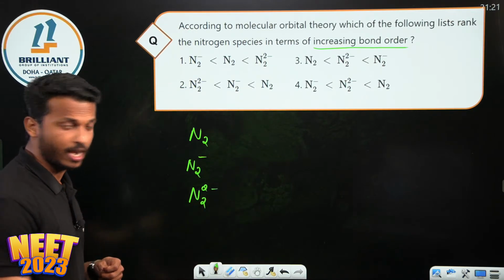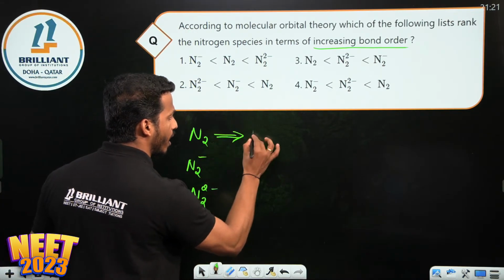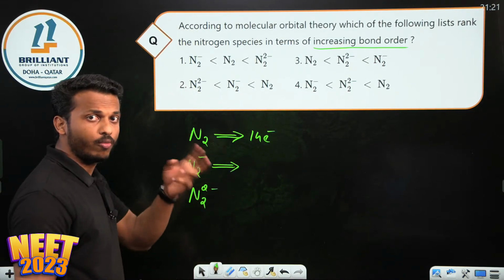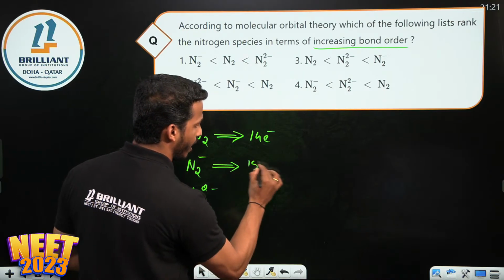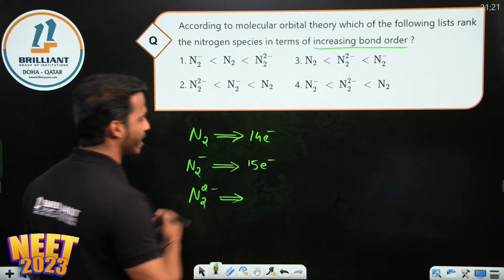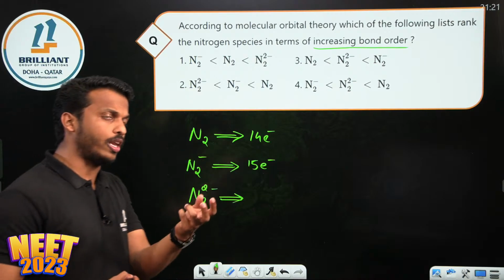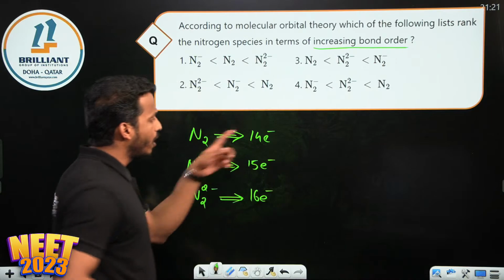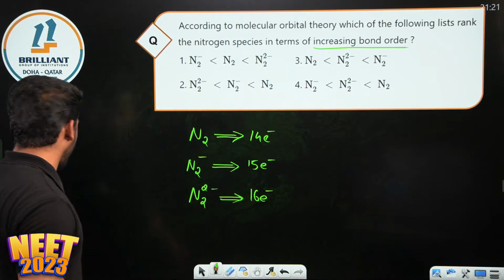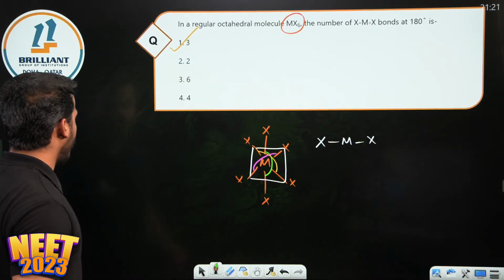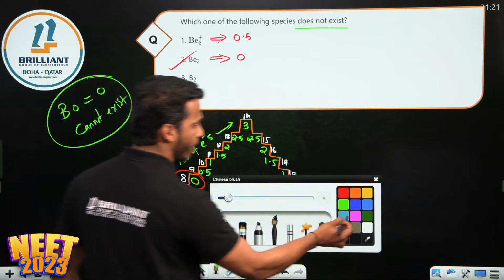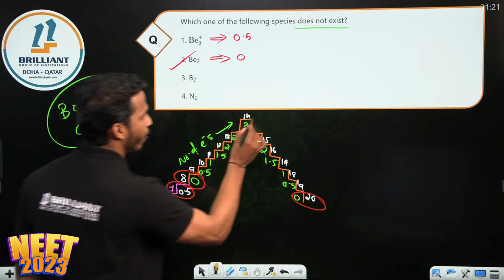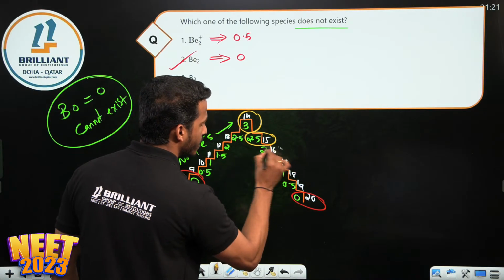These are the species, right? You know, N2 molecule contains 14 electrons. N2 minus contains 14 with 1 electron extra, that is 15 electrons. And N2 2 minus means what, dear all? N2 contains 14, 2 minus means add 2 more, that is a 16 electron system. 14, 15, 16. Dear all, remember, 14, 15, 16.